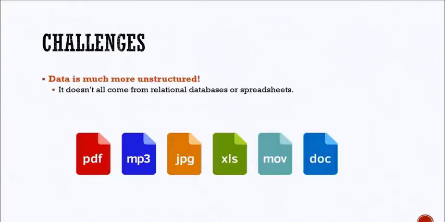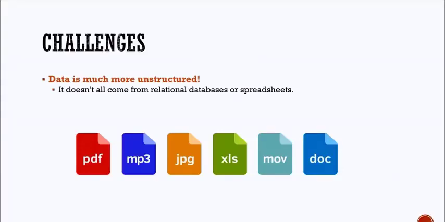Another challenge is that data is getting much more unstructured. So it doesn't all come from relational databases or from spreadsheets. We could be getting PDFs, music files, pictures, movies. We even talked about data that's coming in from Twitter or from Facebook. It's getting much more challenging, right? It's in a variety of different formats.